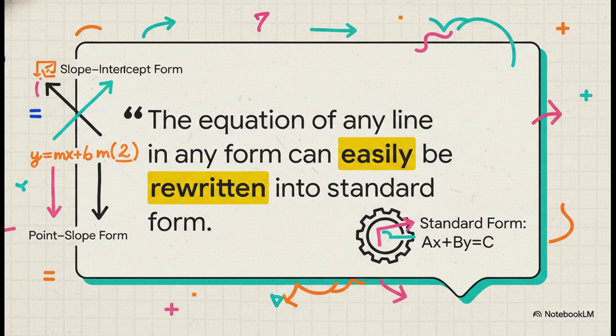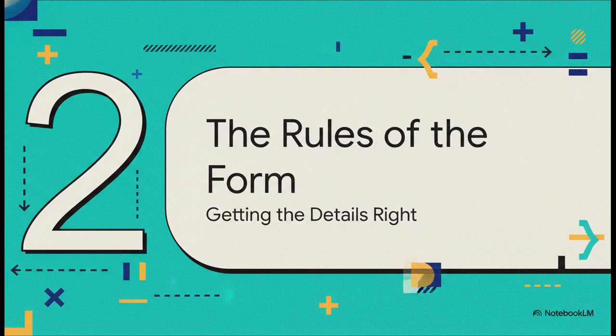You know, this right here is what makes standard form such a game changer. It doesn't matter what an equation looks like to start with. It could be in slope-intercept form, point-slope form, whatever. You can always rewrite it into this standard format. It's kind of like the universal language for straight lines. But to get this just right, to be in what we call true standard form, an equation has to play by a few very specific rules. And these aren't just suggestions, they're mandatory. So let's see what they are.